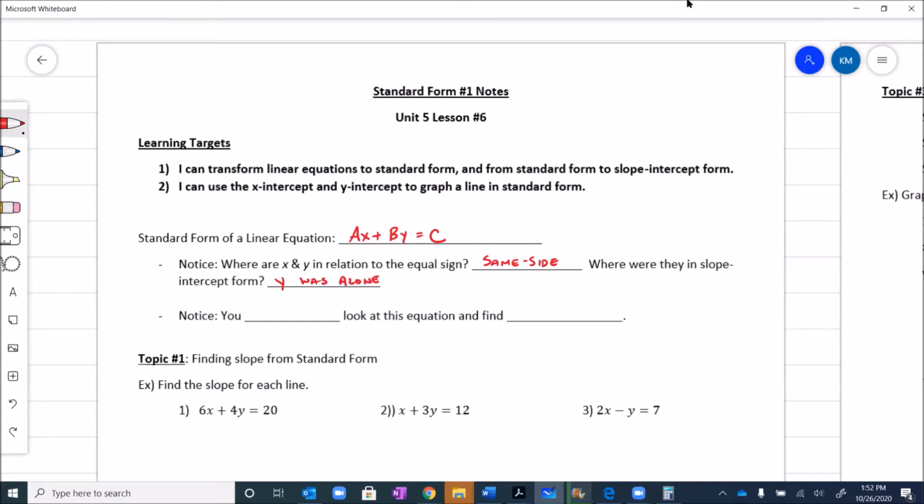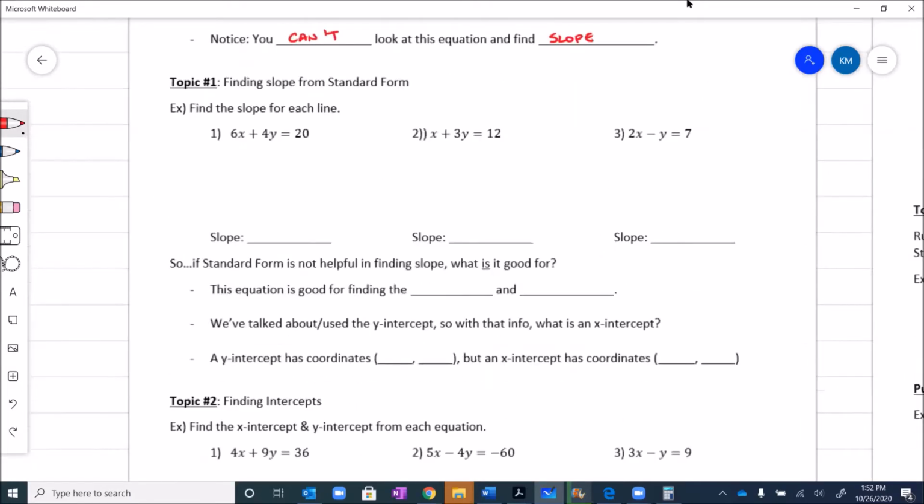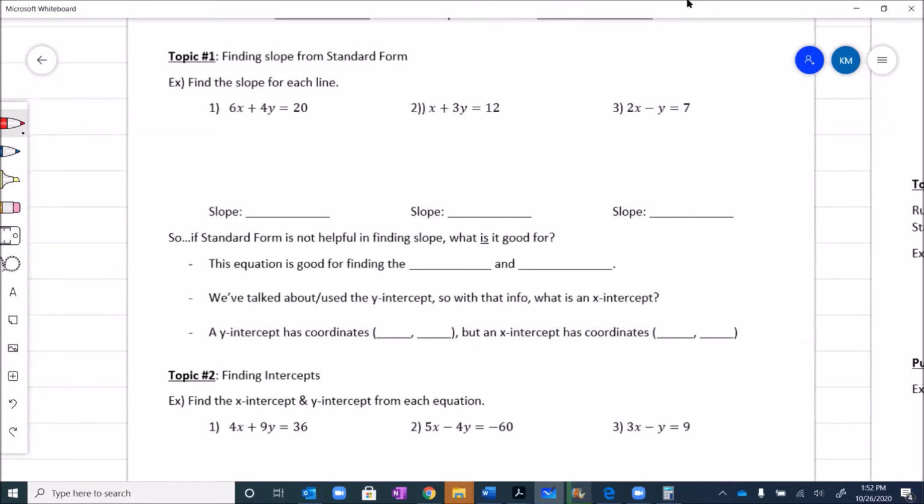Okay, so notice you can't look at this equation and find the slope, or the y-intercept for that matter. Okay, we could only find the slope when y was by itself. When y was by itself, the slope was the value by x. So in standard form, you cannot just look at it or see the slope from the equation.